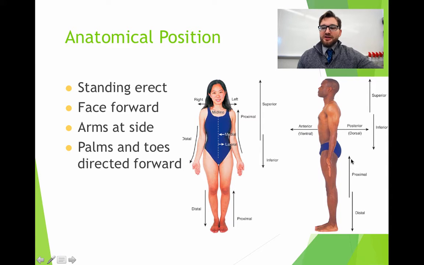Proximal is near attachment. So near to the point of attachment would be the hip for the leg, or it could be the shoulder for the arm. Distal is away from the point of attachment.